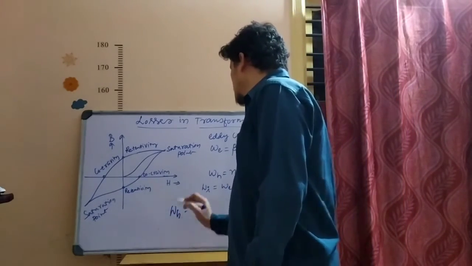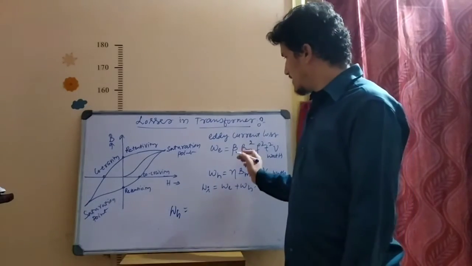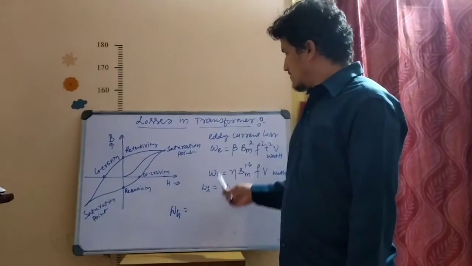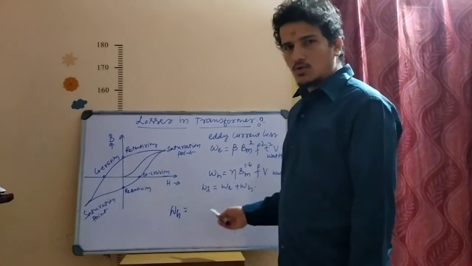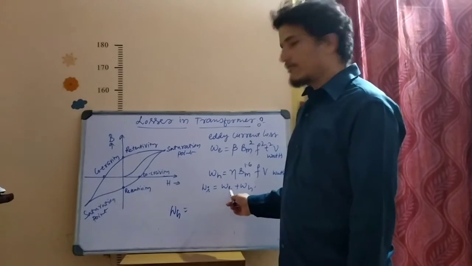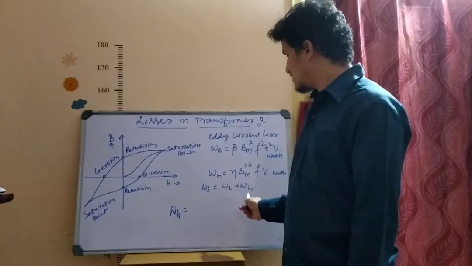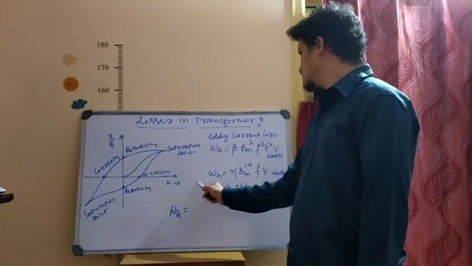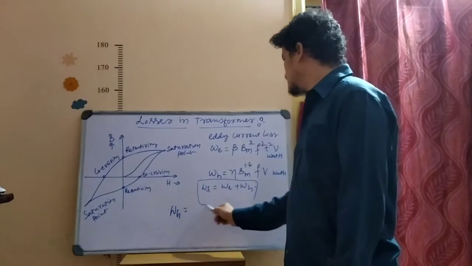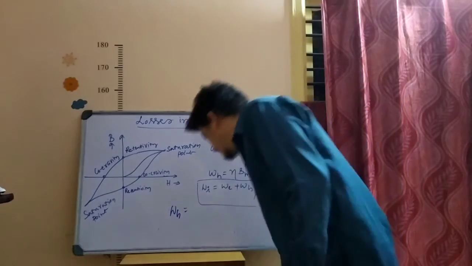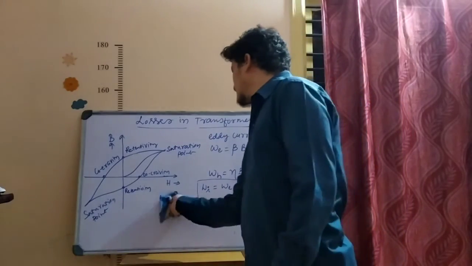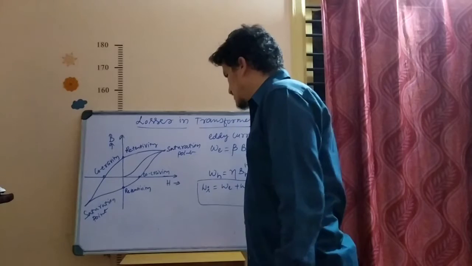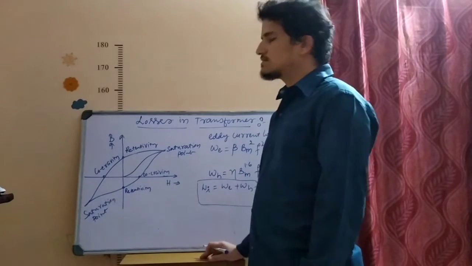Hysteresis loss is what? The total iron loss or the total core loss is the summation of eddy current loss plus hysteresis loss. That's what this equation represents. Okay, now we shall understand what is hysteresis loss. You have already learnt about eddy current loss. Now what is hysteresis loss?